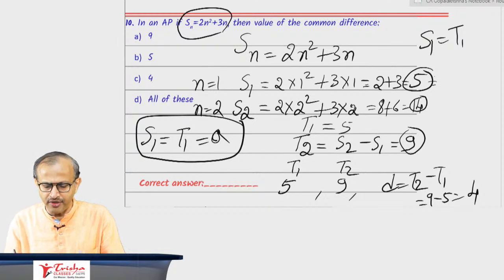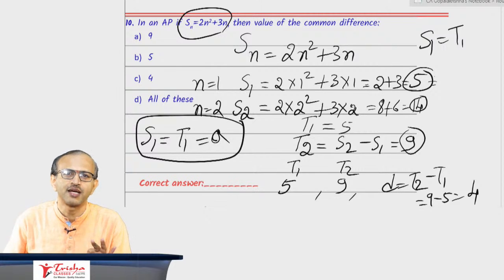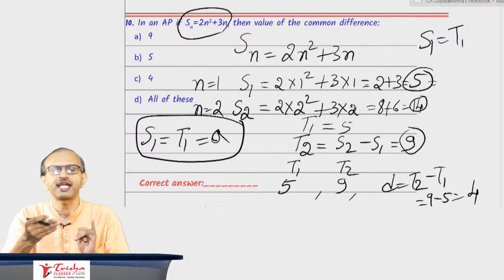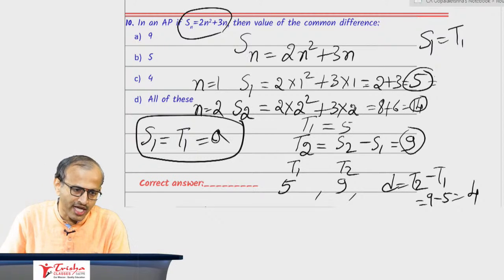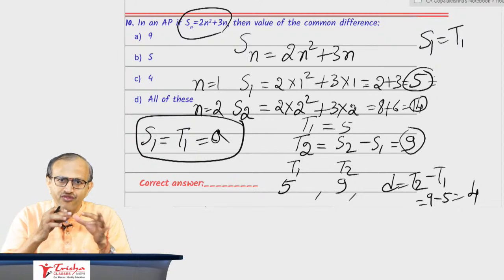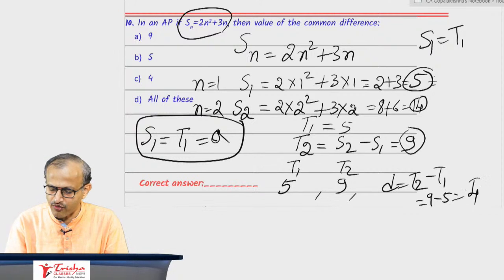T1 is 5, T2 is 9. Can you tell me the next term in the series? Plus 4, no? 13. Like that it goes on. Therefore, I know the first term 5, I know the second term 9. Therefore, the common difference in AP is 9 minus 5, 4.